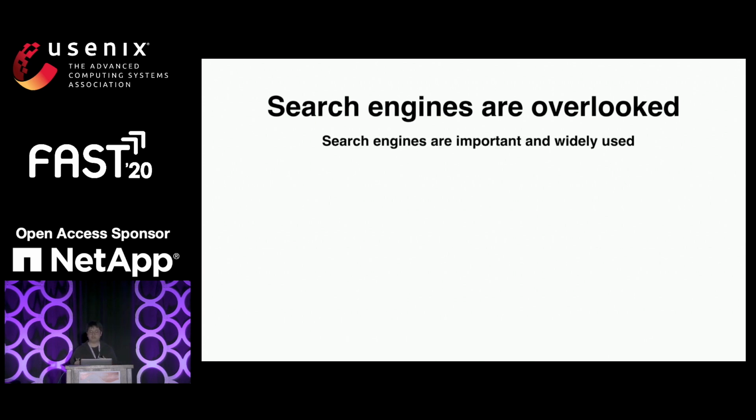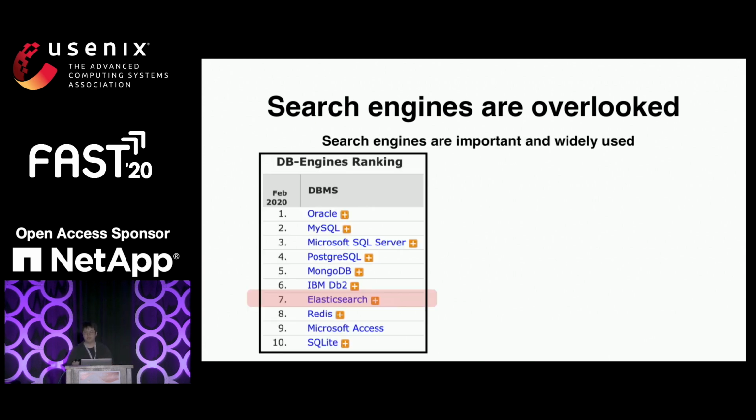Search engines are very important and very widely used. Elasticsearch, for example, is the most popular search engine in the market. It's ranked 7th among all the databases in the world. The rank is higher than well-known databases like Redis and SQLite.